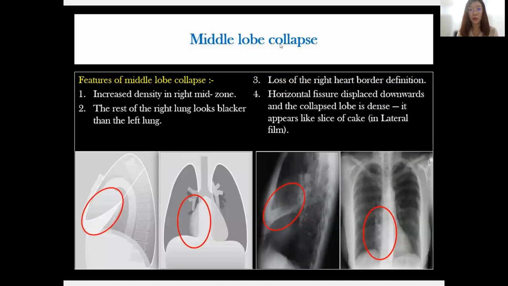Next is middle lobe collapse. Middle lobe collapse will have specific features where we will see increased density at the right mid zone, and then the rest of the right lung will look blacker or darker than the left lung. So you will see an opacity here. It will obscure the right heart border, and then on lateral view, you will see a triangular shape opacity overlapping with the heart shadow. This is middle lobe collapse on the right side.